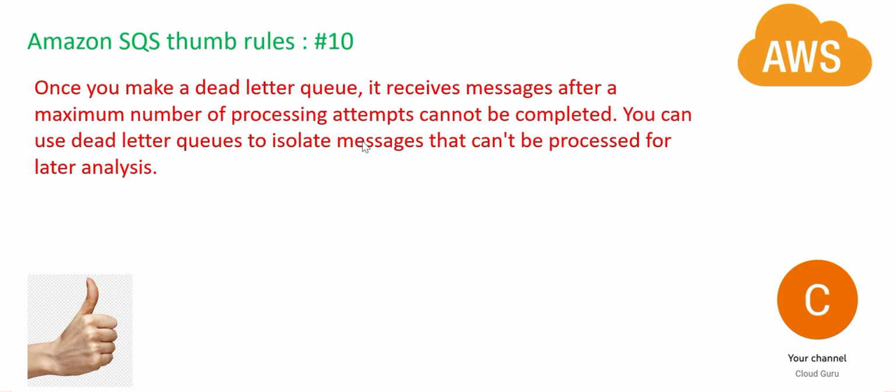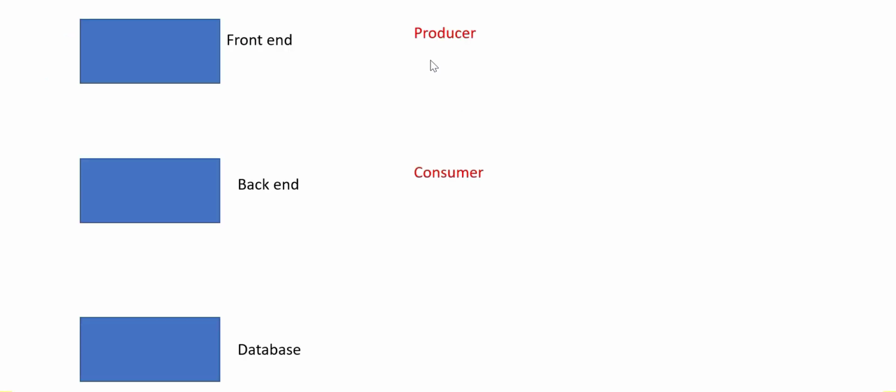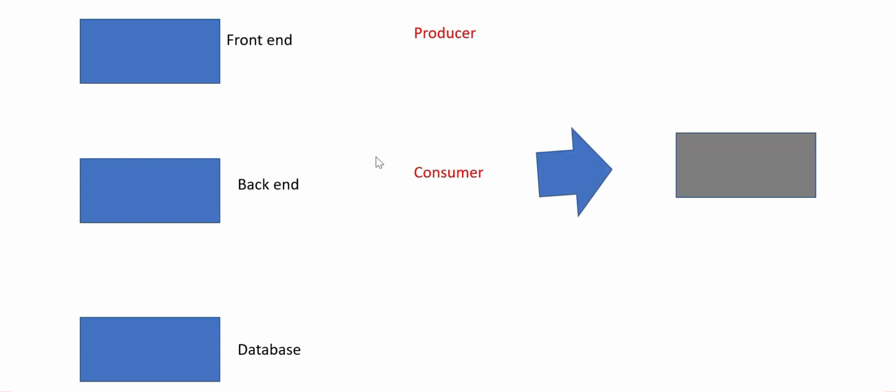Suppose you say 10 times. The producer should send one message to the consumer up to 10 times. Once the message is sent and the consumer doesn't consume it, it sends again: 1, 2, 3, again 4. If it is not consuming, send it again. So you can set that after 10 times, if the consumer is not consuming it, you put it in the dead letter queue. So after the maximum number of trials, instead of going to the consumer, the message goes to the dead letter queue. This gray box is the dead letter queue.